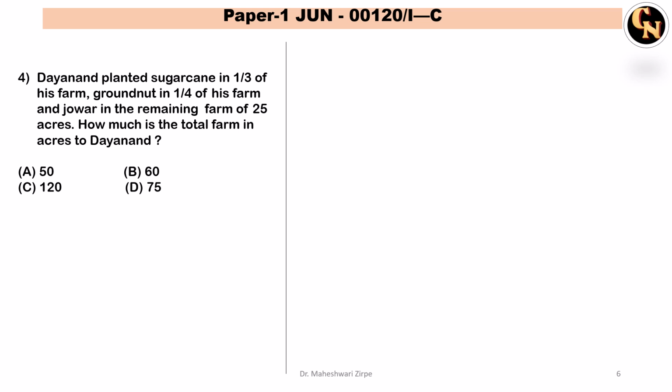Now, Dayanand planted sugarcane in 1/3 of the farm, groundnuts in 1/4 of his farm, and on the remaining area, that is 25 acres, he is planting jawar. So let us see. This is what is given, that this is sugarcane. I have shown it with green. This is your groundnut, which is 1/4, and remaining is your jawar. This 25 acres is jawar.